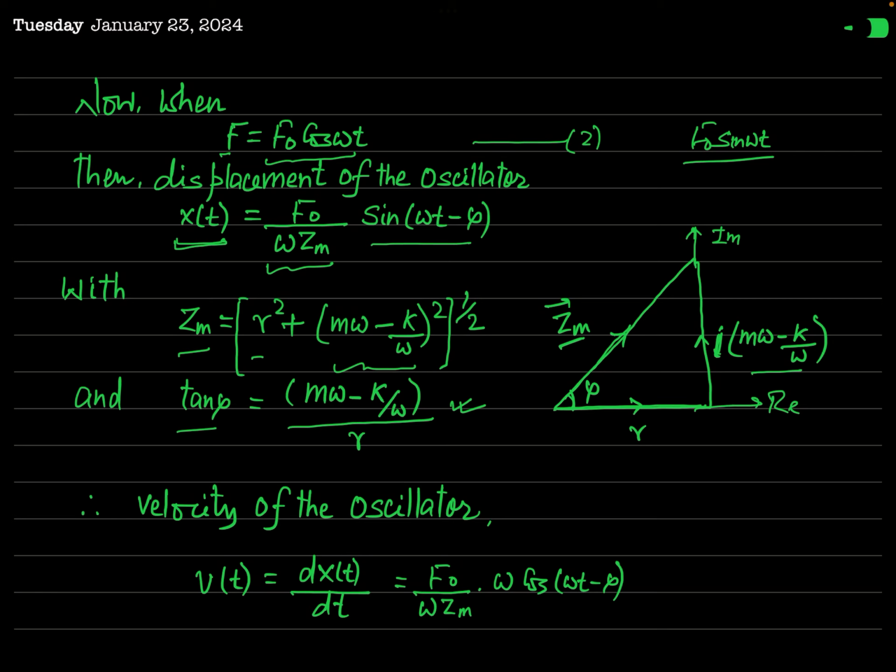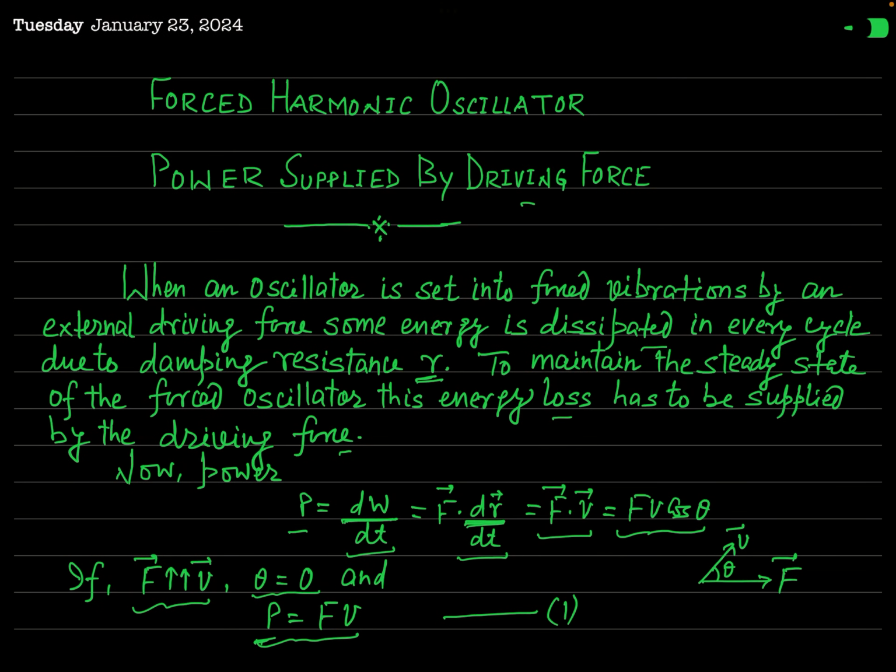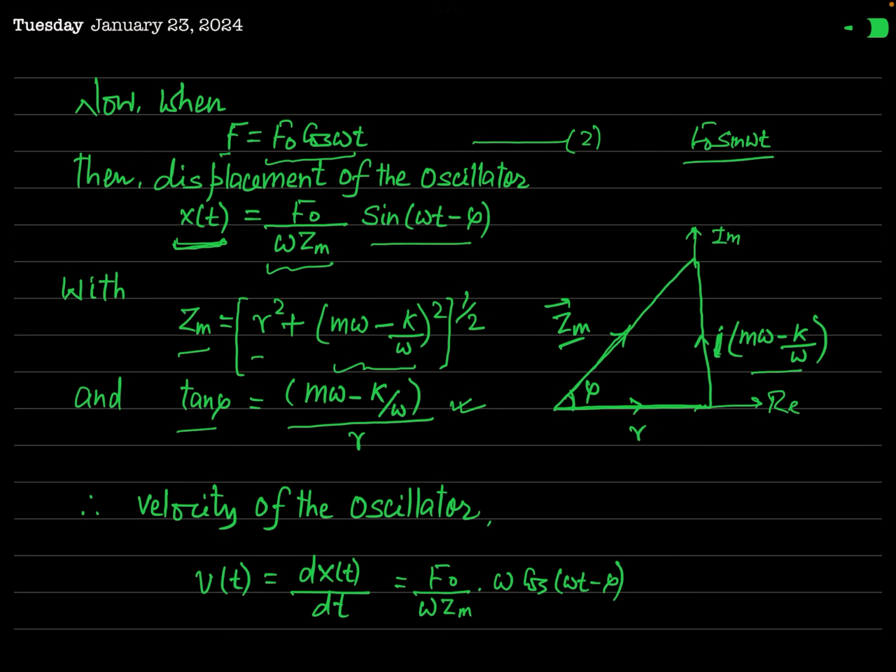Now, as I have told you earlier, we know the expression for displacement x, but for finding the expression for power, we have to know the expression for velocity. So now you can find the velocity of your oscillator at any moment t. You know, v of t is given by dx of t by dt. But what is x? x is defined here. So let us differentiate it.